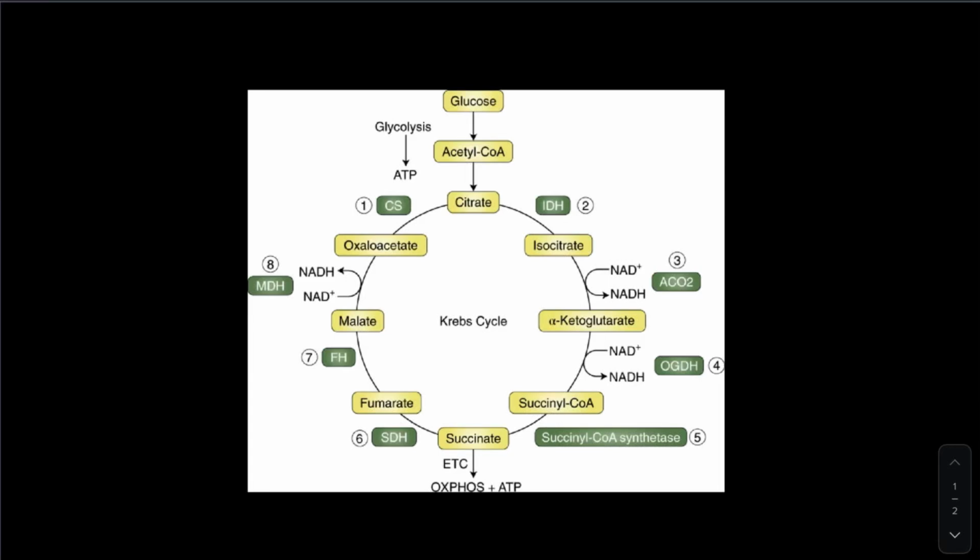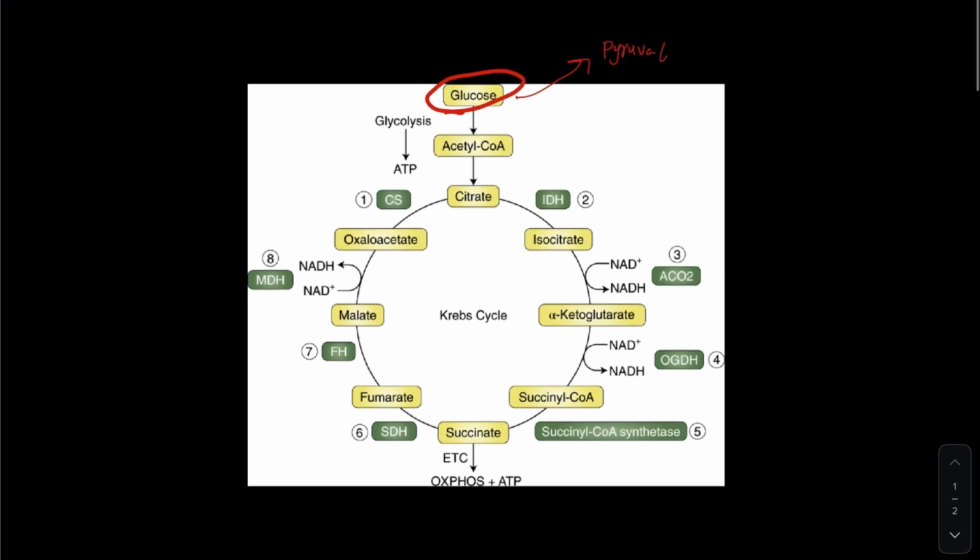Before we jump into the cycle itself, let's remember one important thing. A molecule of glucose first goes through glycolysis in the cytoplasm, where it's split into two molecules of pyruvate. These pyruvate molecules then enter the mitochondria and are converted into Acetyl-CoA. Think of Acetyl-CoA as the ticket that allows carbon atoms to enter the cell's main energy factory.